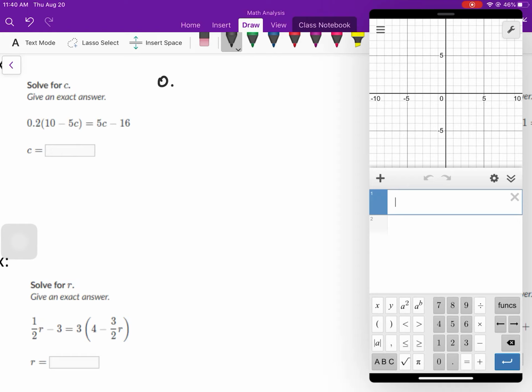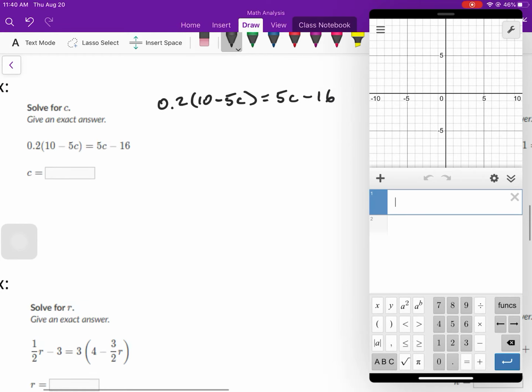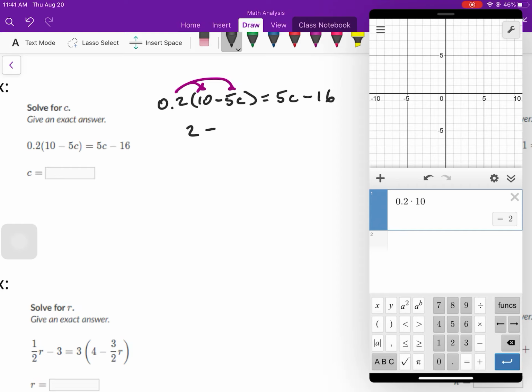So let's start with 0.2 times (10 minus 5c) equals 5c minus 16. I'm going to start by distributing 0.2 to each of these, and you can use your calculator. 0.2 times 10 is 2. Minus 1c, you can put that in the calculator as well. Just using my head here.